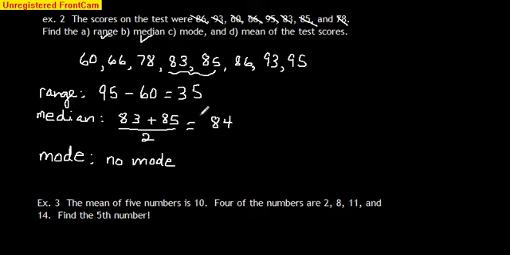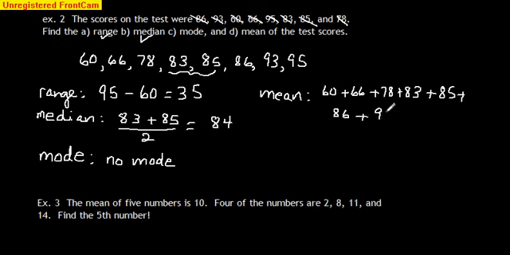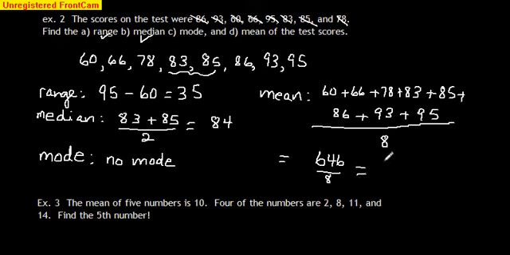And then finally, to find the mean, you're going to add all these numbers up. So you'd have 60 plus 66 plus 78 plus 83 plus 85 plus 86, I ran out of room, plus 93 plus 95, and you're going to divide by the total number of numbers, which is 8. So you're going to put in your calculator 646 divided by 8. So the average test grade is going to be a 91.22.